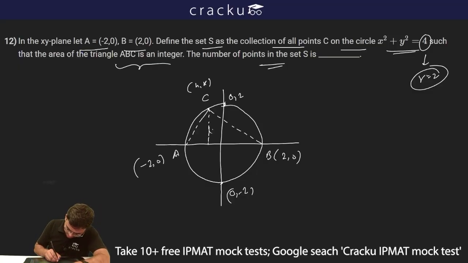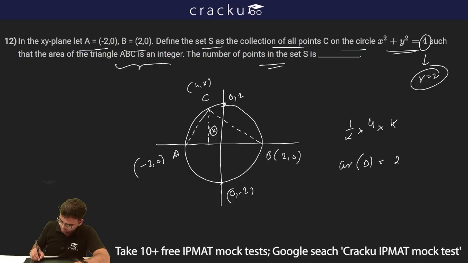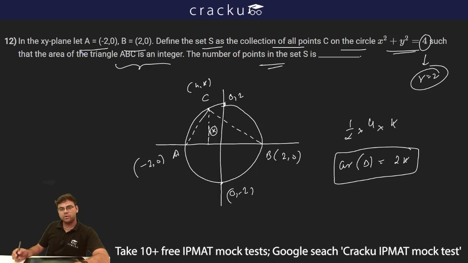This will be k. So my area of triangle will be half into, what is the base? Base is 2 minus minus 2, which is 4. So half into base 4 into height, which is k. So area of triangle is equal to 2k. Now we need to find out that area of triangle should be an integer value.